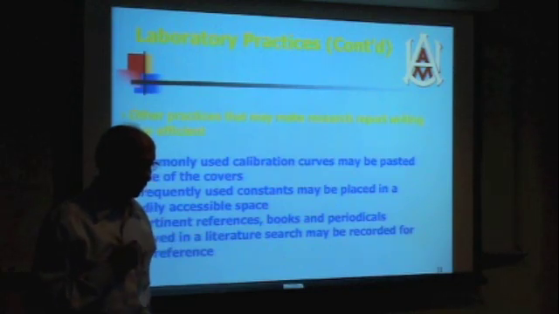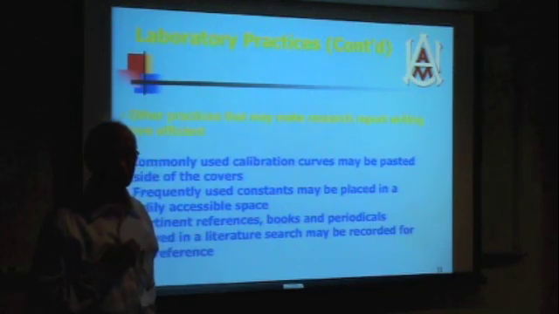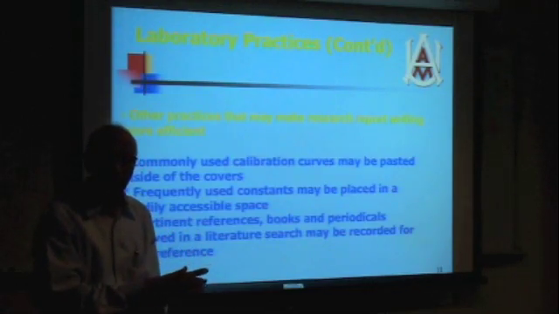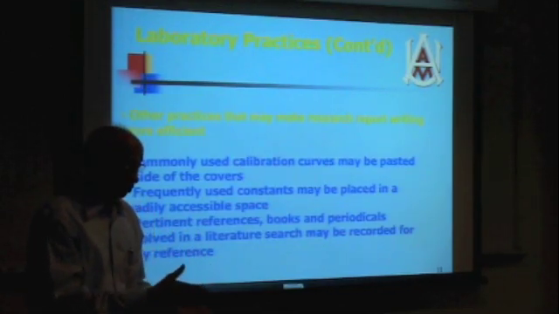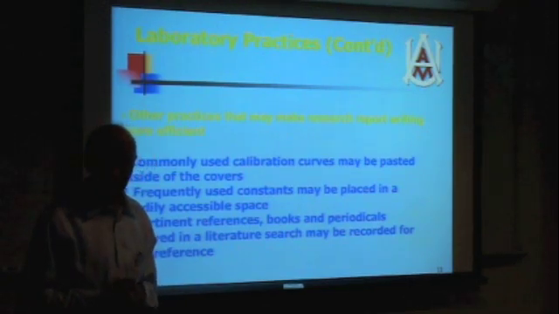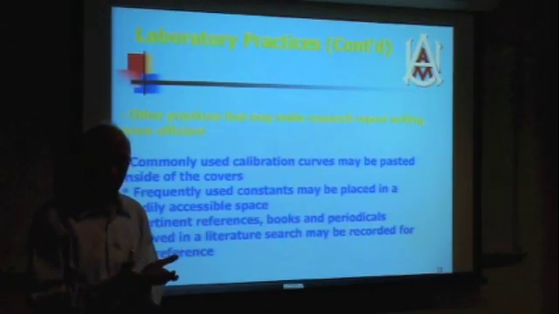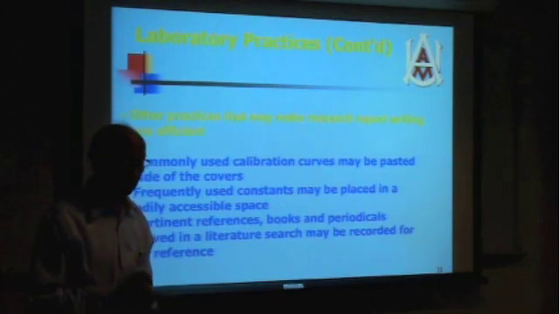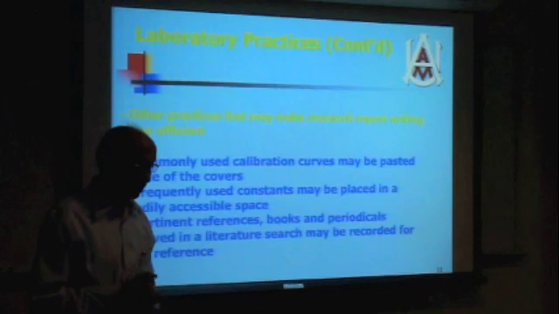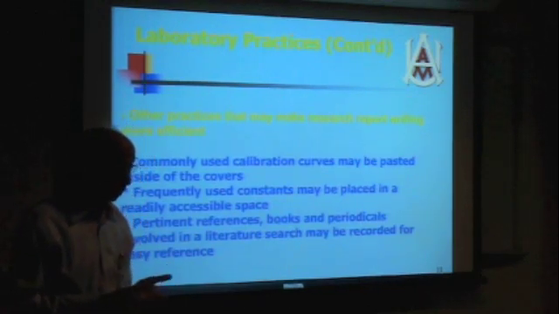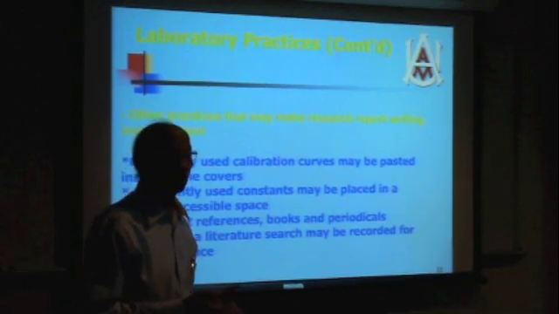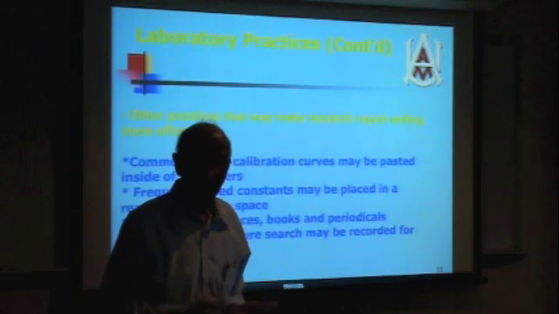Other practices may make research report writing more efficient. Commonly used calibration curves may be pasted. If you are using some calibration curve, you can have a little diagram or you can paste it in the page of the book. Frequently used constants may be placed so that if somebody is looking at your data, they will know what kind of constants you used in getting the results of this exercise. Pertinent references, books, periodicals involved in the literature search may be recorded for easy reference. The idea is that the notebook should be self-sufficient, with all the information in it.